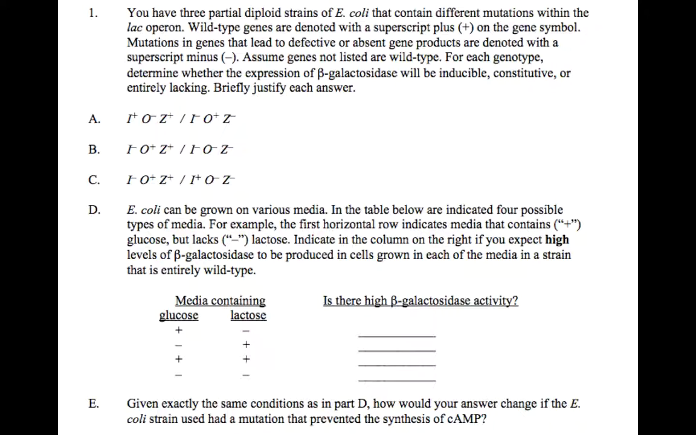Part D asks about beta-galactosidase activity for wild-type bacteria grown on different media. And Part E asks about what would happen if the bacteria were grown on the same media as in Part D, but could not synthesize cyclic AMP. In order to answer these questions, all we'll need to do is review the mechanics driving the lac operon to either be active and transcribed or to be inactivated.